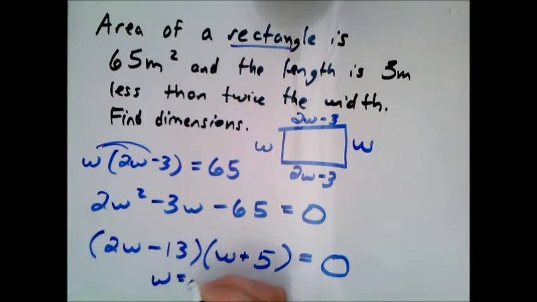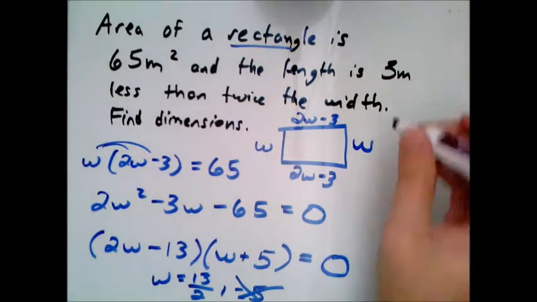So I get 2 answers. W is either 13 divided by 2, right, if I set that equal to 0, or negative 5. Now I can throw out negative 5 because I'm trying to find the width of a rectangle. The width of a rectangle can't be negative. So then let's go put this back in here.